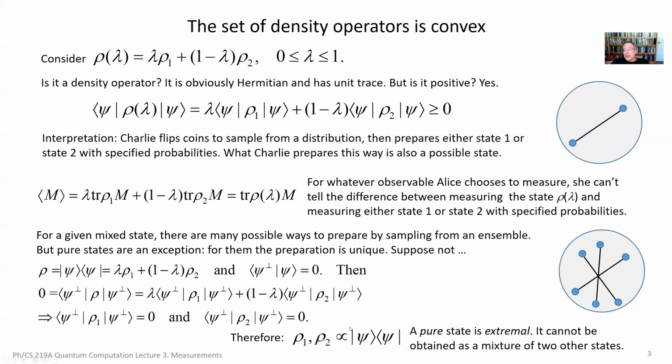So that means that our attempt to construct the pure state as a convex combination of 2 other density operators has failed, okay? So that's why we call it an extremal state. That's what's pure about a pure state. It can't be obtained as a convex combination of two other density operators. It can't be obtained by consulting some random source, some probability distribution, and preparing either rho 1 or rho 2.